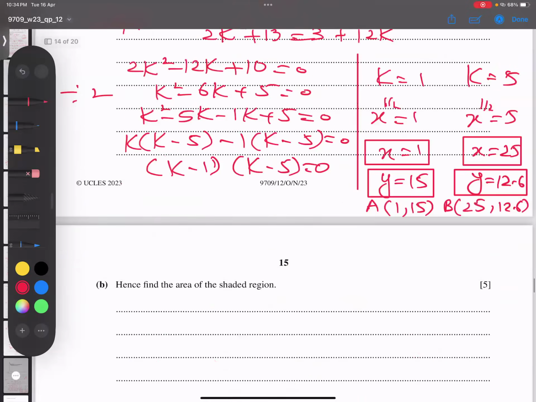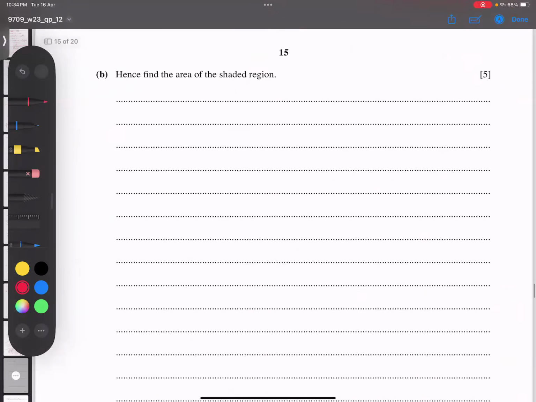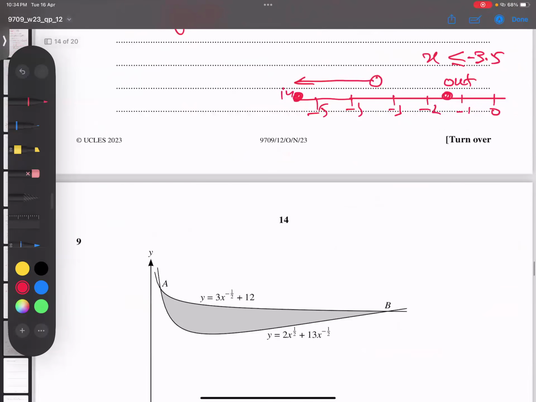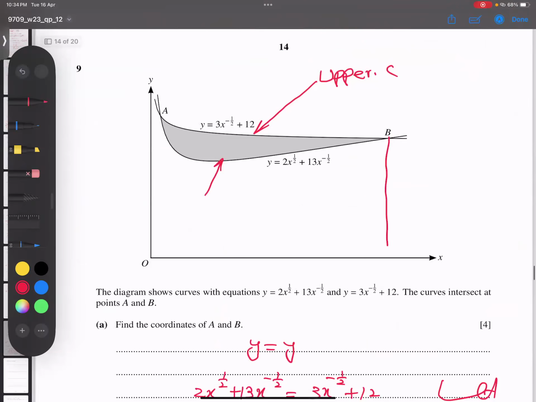Alhamdulillah Rabbil Alameen. Now the shaded area. How to get the shaded area, students? If you look carefully, this is the shaded area. The curve above is called the upper curve, and this one is called the lower curve. Basically, students, what is the basic criteria?